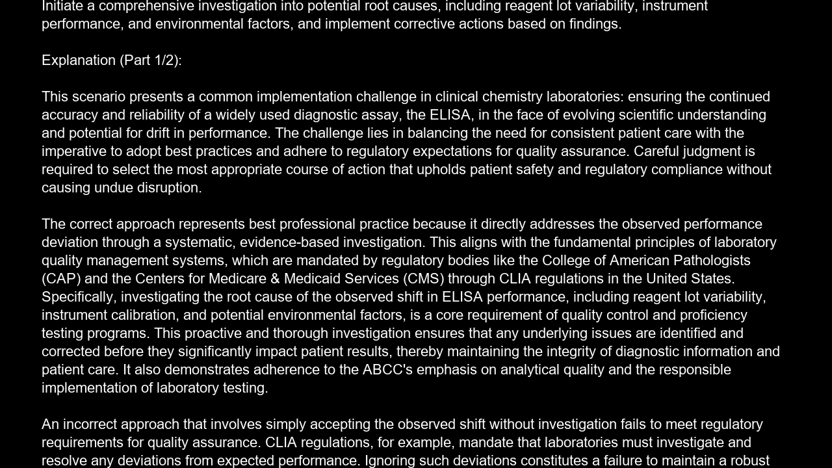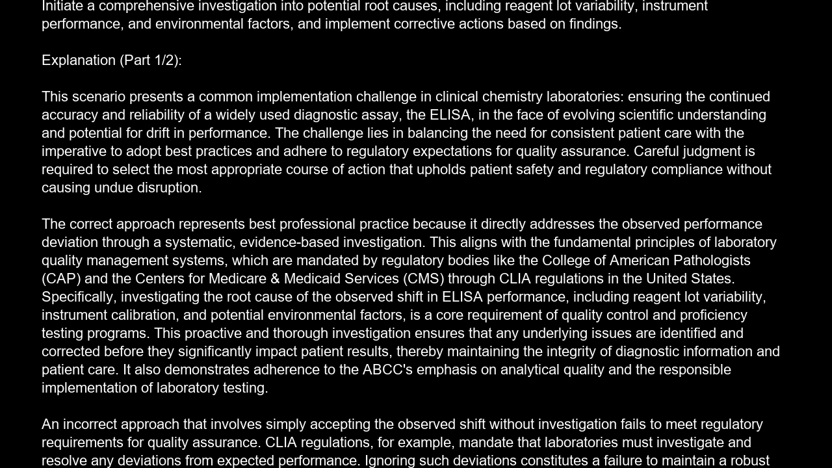This proactive and thorough investigation ensures that any underlying issues are identified and corrected before they significantly impact patient results, thereby maintaining the integrity of diagnostic information and patient care. It also demonstrates adherence to the ABCC emphasis on analytical quality and the responsible implementation of laboratory testing.